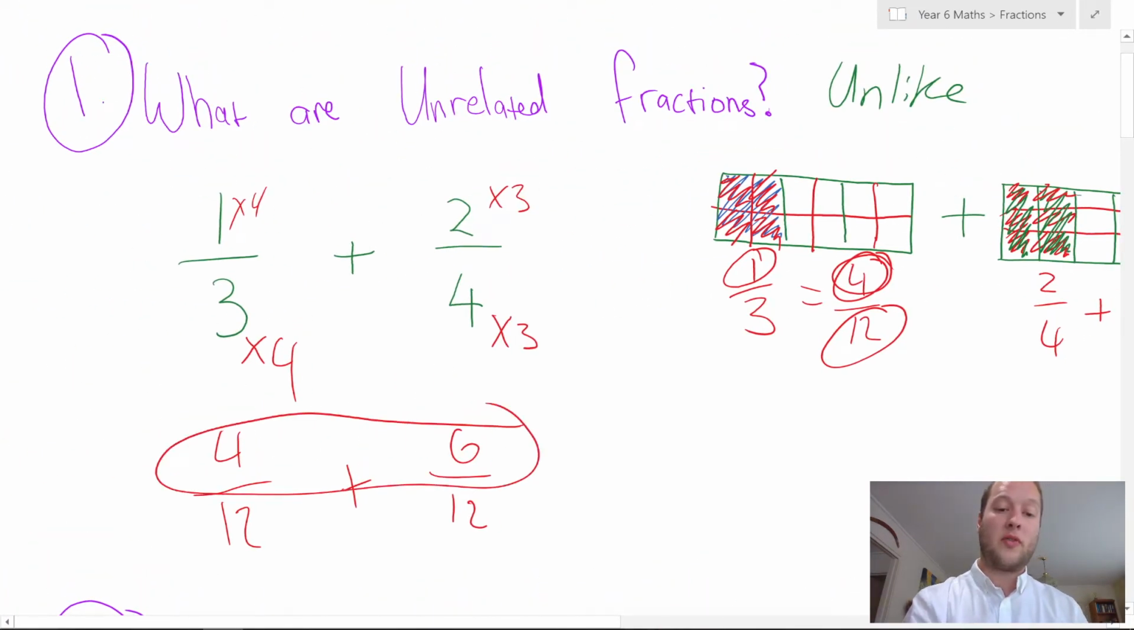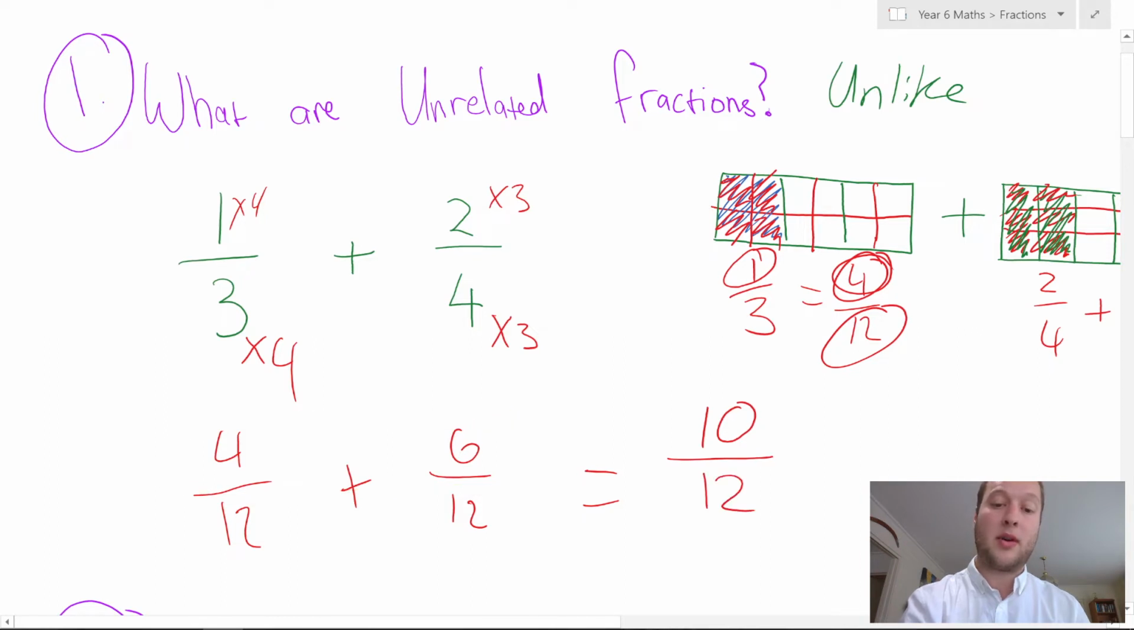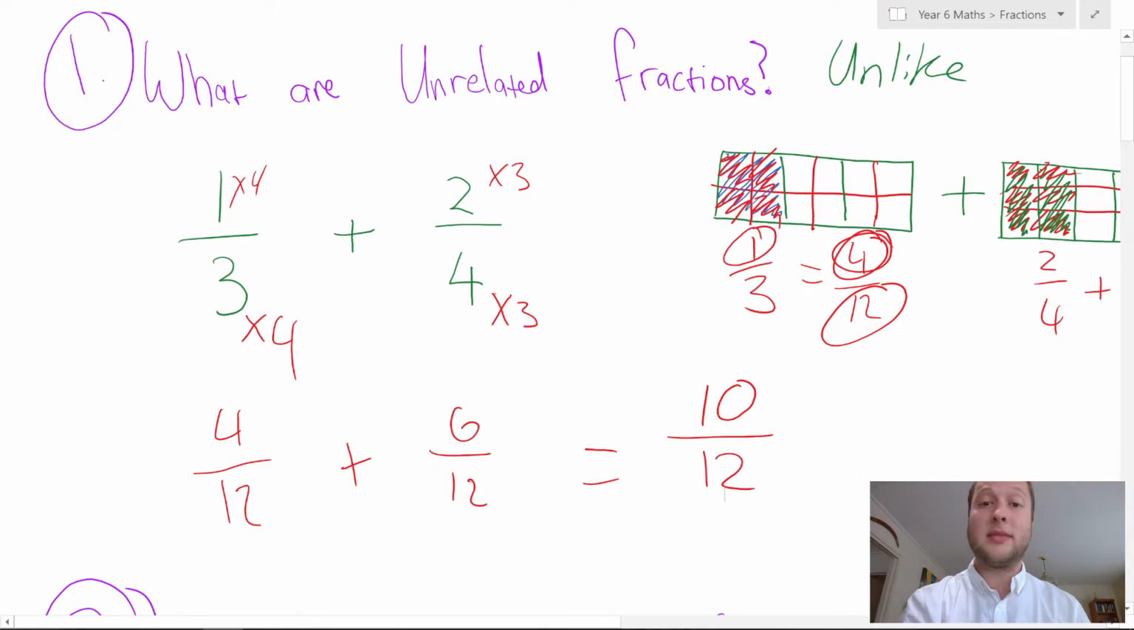Now we've made them equivalent and the bottom numbers are the same, we can add the tops. So 4 plus 6 is 10, and 12 and 12 on the bottom, we keep as the same number. And then the last step is to simplify. When we're simplifying, remember we have the term HCF, highest common factor.